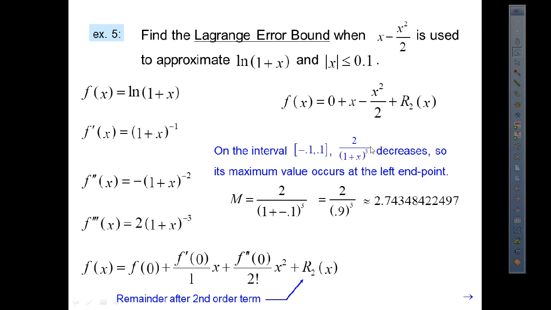And notice, remember where this comes from. This comes from our third derivative, evaluated where it's going to have the maximum value. As we said here, the maximum value occurs at the left endpoint of our interval, which is negative 0.1. That's where this comes from. So that's our M value. Don't get confused with the M. All the M is, is this thing evaluated where, in the interval that we're talking about, it's going to have the largest value.